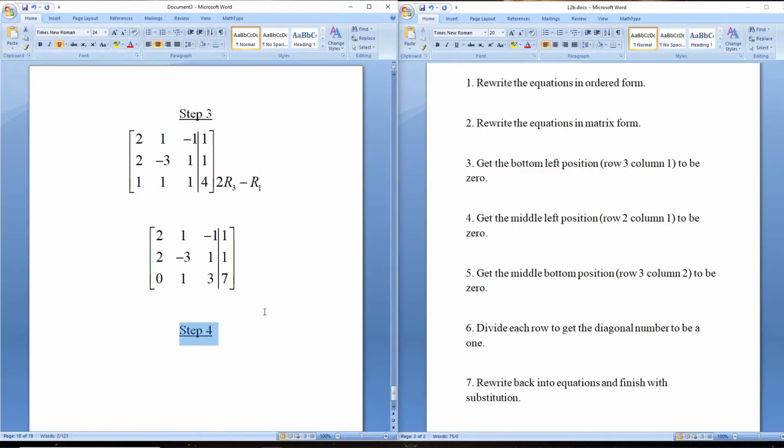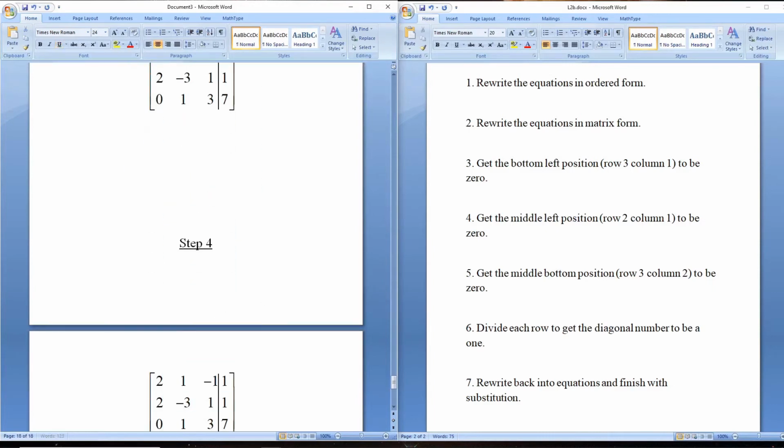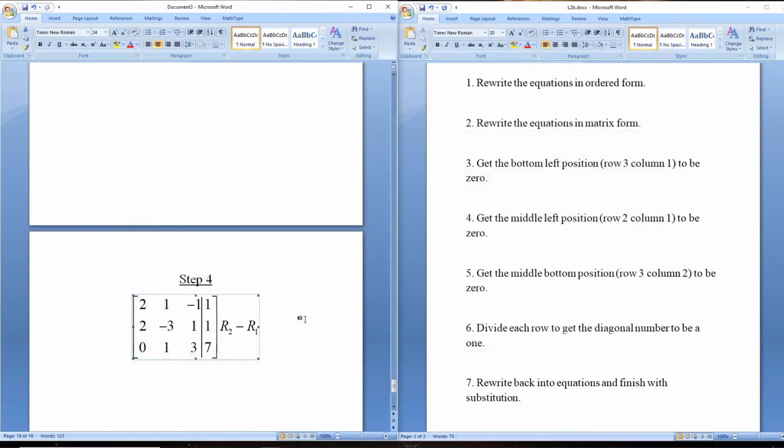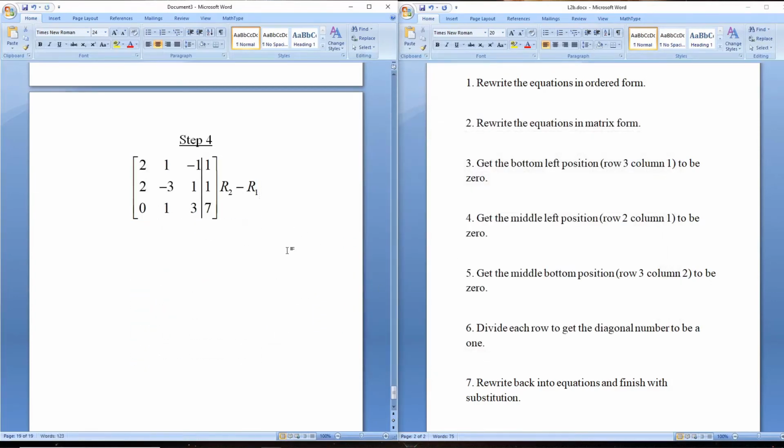Let's check out step 4. Step 4 says, let's get the middle left position to be a 0. So the middle left position is right here. We want this to be a 0. And how are we going to do that? Well, we could do row 2 minus row 1. So if we do row 2 minus row 1, we'll have a 2 minus 2 to get us a 0 there. So let's use that instruction set, and let's carry that out.